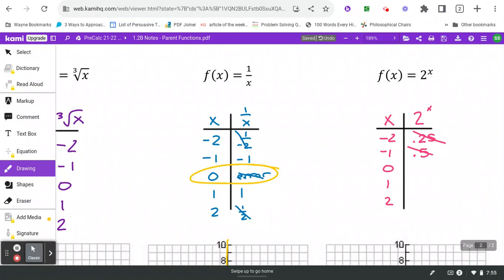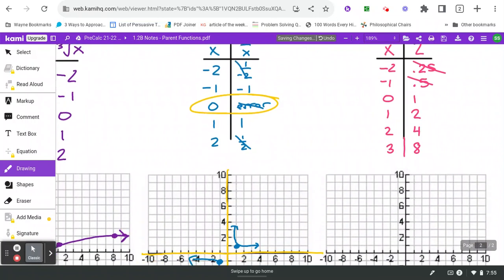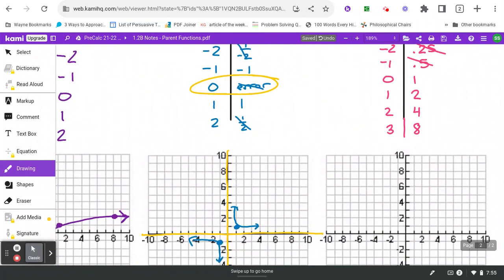2 to the 0 actually gets you 1. 2 to the first power is 2. 2 to the second power is 4. And since I had to throw out my first two numbers, I'm going to go to the third. I think we can do 2 to the third, which gives us an 8. So I'll start with my 0, 1, then 1, 2, 2, 4, and finally 3, 8.